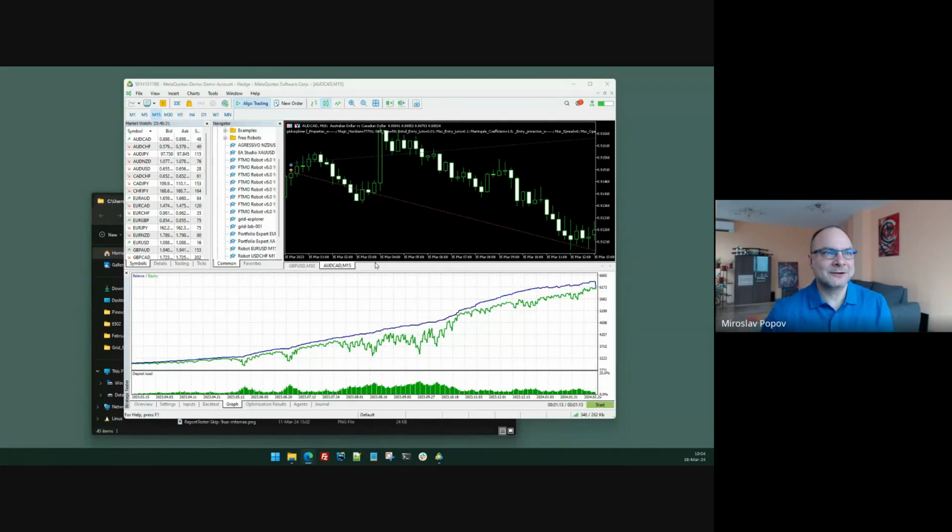Show you one robot I created recently. It's a grid system, and I call it Grid Explorer, because the purpose of this robot is to explore the opportunities and the possibilities and the risk, of course, of the grid trading systems. And this will be a series of experiments with different trading systems.